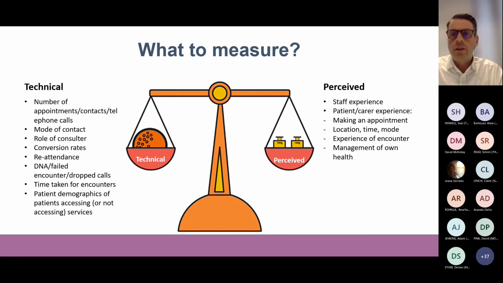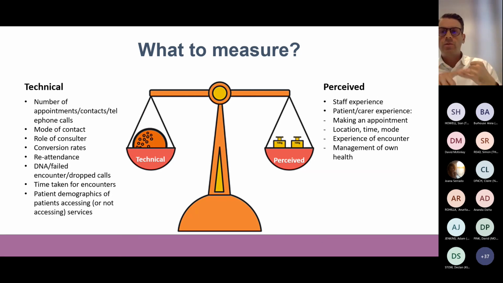When we're looking at access, what to measure is really important, and I like to break it up into 2 separate halves here. You're looking at the technical elements of access. That's the nuts and bolts of numbers of appointments, number of telephone contacts, the mode of contacts that you're making, the rate of calls coming through to reception, which job role is doing the consulting, what's the conversion rate from an online consultation through to a face-to-face consultation, for example.